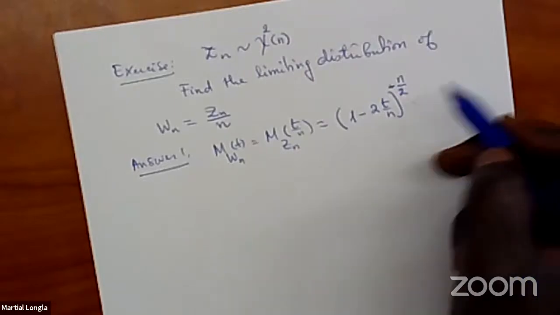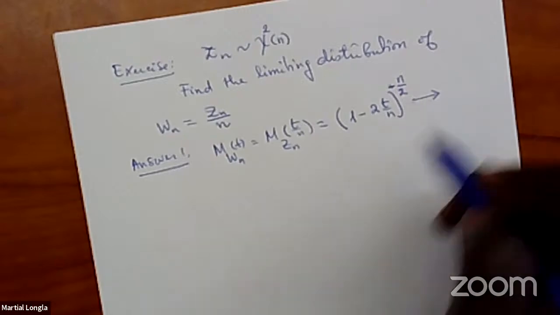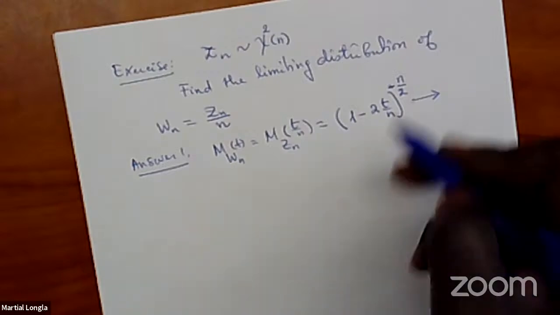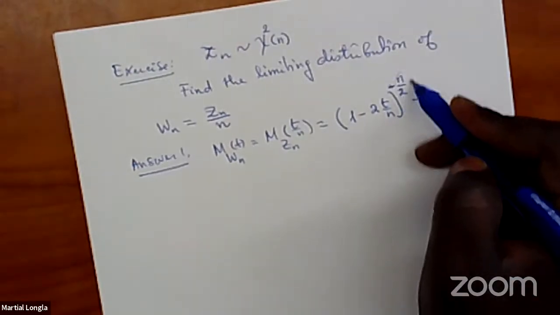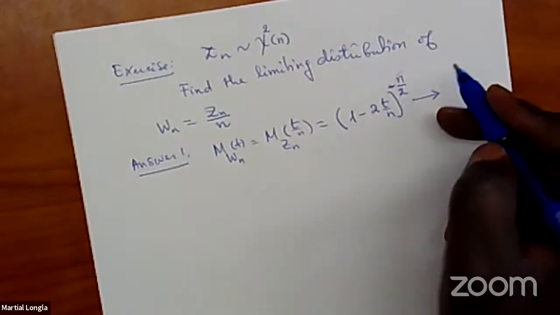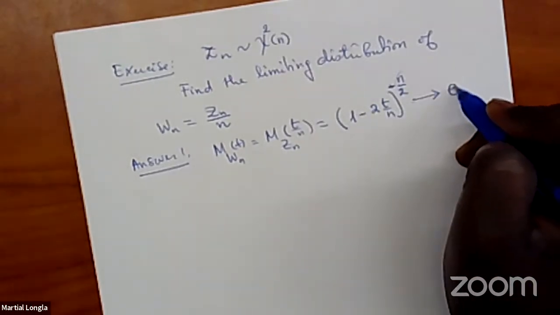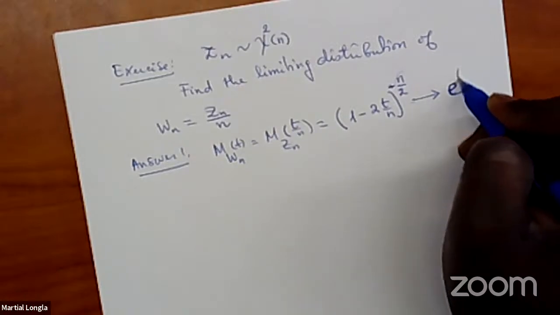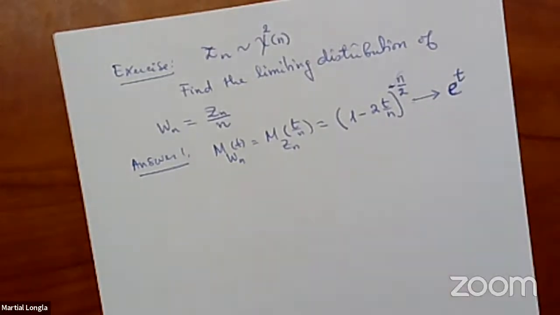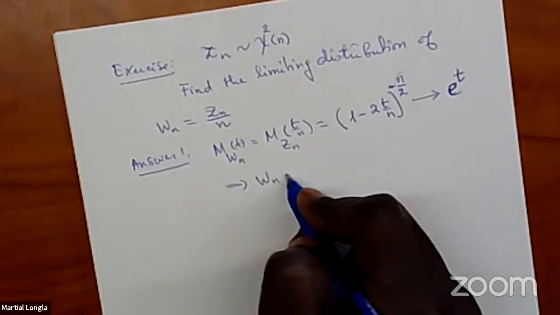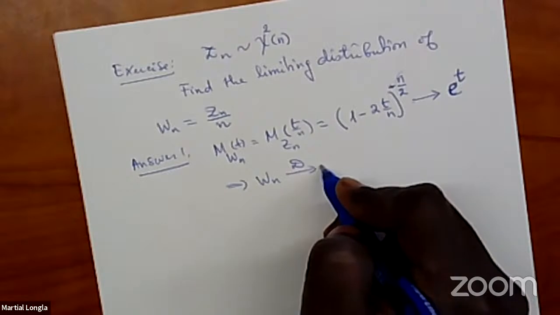And the limit of this when it converges, what do you think it is? The n over 2 here is the one that is flipped there. The minus compensates the minus that is here, so you get e to the t. So this moment generating function converges to e to the t, and therefore that would mean that Wn converges in distribution to 1.